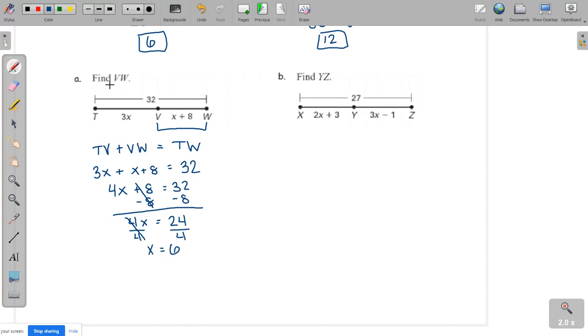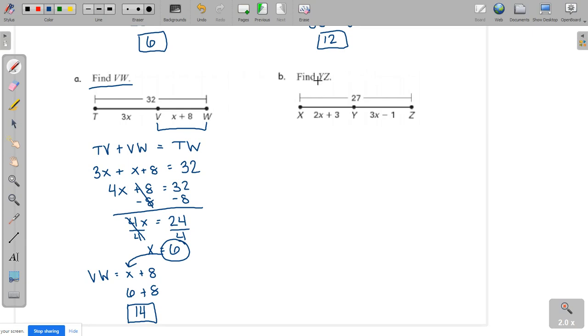That's not answering the question. We need to find VW. So we need to find this length. We know VW is x plus 8. We know what x is. x is 6, so we're going to substitute it in. So 6 plus 8 is 14. So our answer is 14.